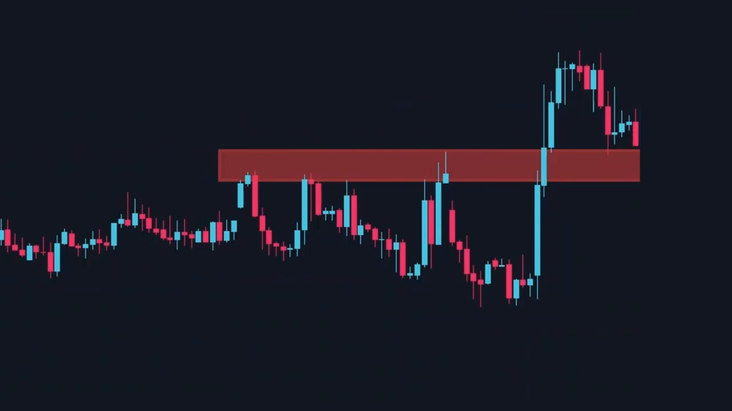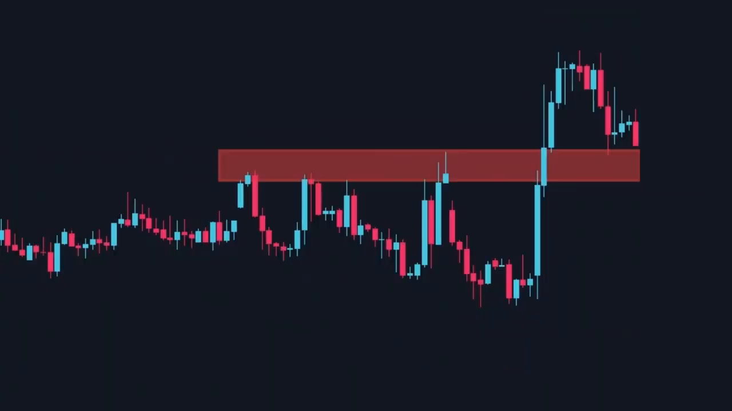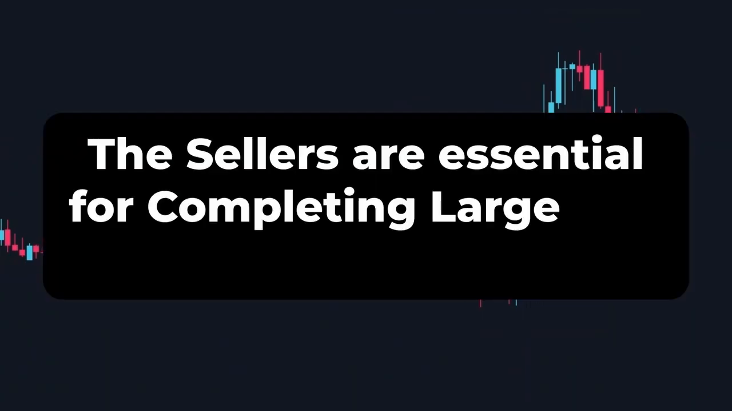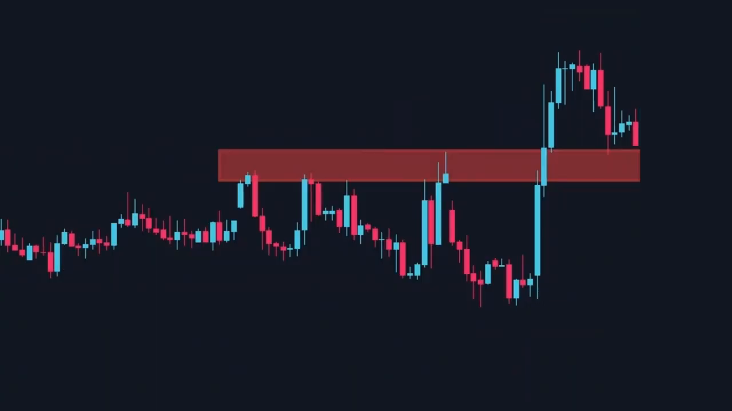A lot of people get confused by this move of the market. Because if the buyers are strong enough to break this resistance zone, then why did the price come back to this level? This is where smart money enters. Let's say that the smart money wants to buy 500,000 quantities of a currency pair. For fulfilling such a big order, they would need sellers who could sell these shares to them. As the market runs on the forces of demand and supply, the sellers are essential for completing such a big buy order. Now here is the trick that they apply.